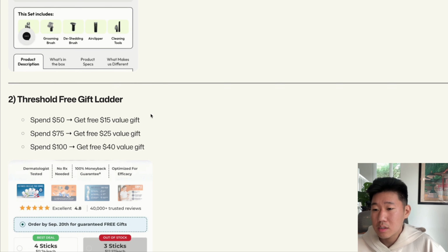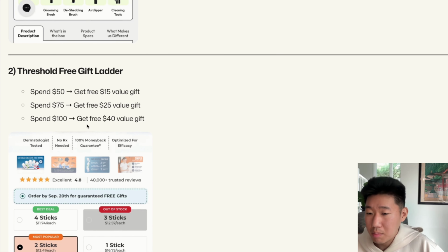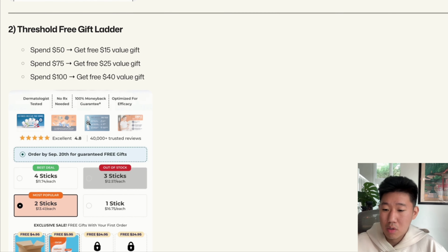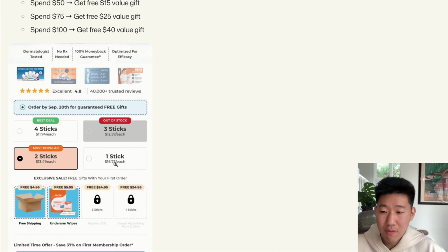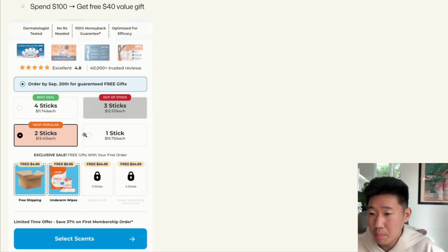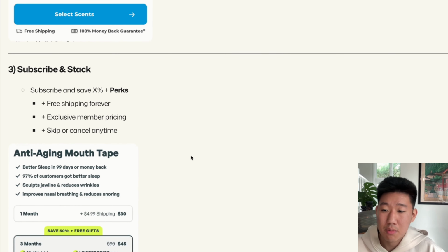Number two is a free gift offer. So by spending a certain amount, you unlock certain gifts. This is a great way if you want to increase your AOV, and it's almost like gamifying the approach. This is from a brand called Carp. They sell deodorants, but you can see that they have one, two, three, four stick options. And the more that you add, the more free gifts you are able to unlock. So it gamifies the shopping experience: the more they buy, the more they unlock, the more that they can receive.